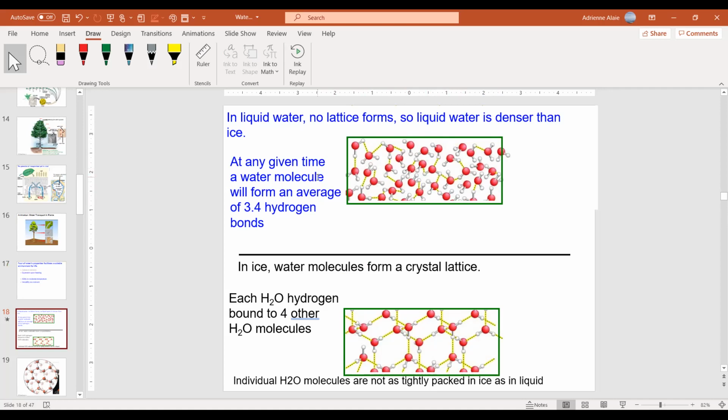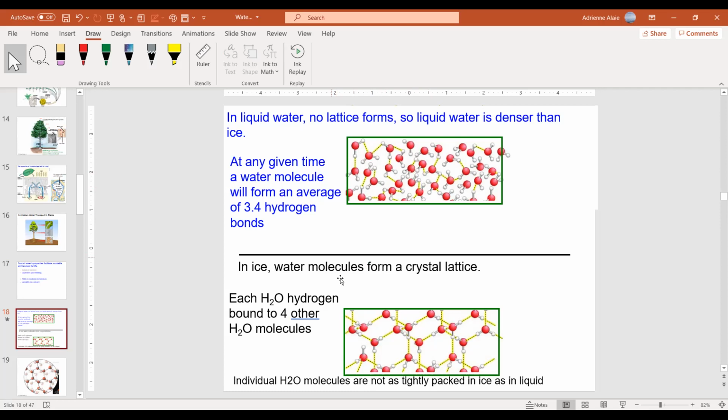So if we take a snapshot at any given time, a single water molecule makes an average of somewhere around 3.5 hydrogen bonds. How do you make 3.5? Well, because you've made and broken. So you take a look at any one period of time, right? So water molecules can be very close together, basically, in liquid water, making and breaking these bonds and interacting with one another.